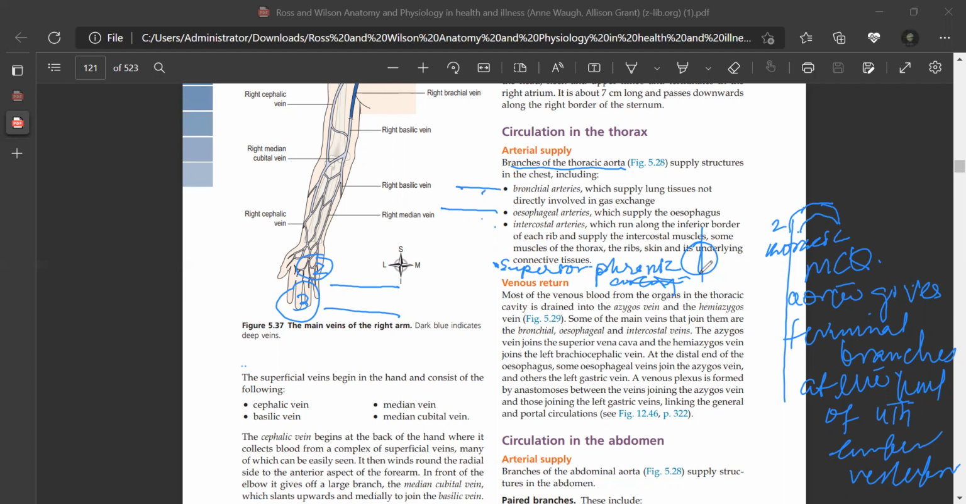So I hope you have understood the aorta: the ascending aorta, the arch, and the thoracic part of the descending aorta.